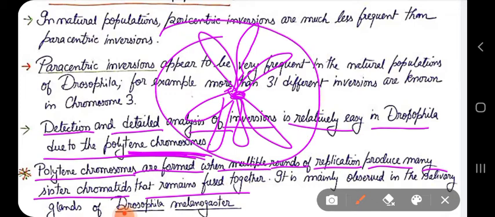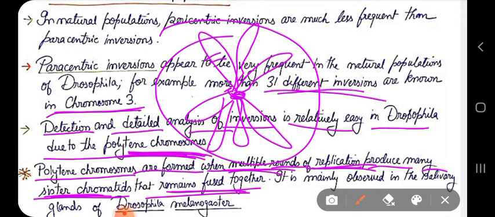in your microscope. And it occurs when multiple rounds of replication take place, that produce many sister chromatids fused together. That's why we can study the Drosophila polytene chromosomes, and we are also able to study the detailed analysis of inversions within Drosophila. About 31 different types of paracentric inversions occur in chromosome number 3 of Drosophila. And these polytene chromosomes are mainly found in the salivary glands of Drosophila melanogaster.